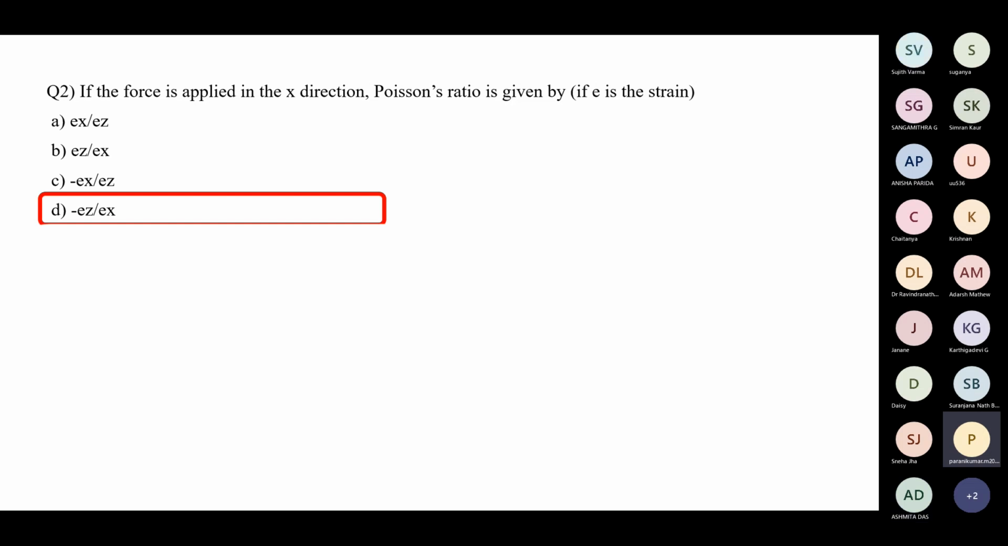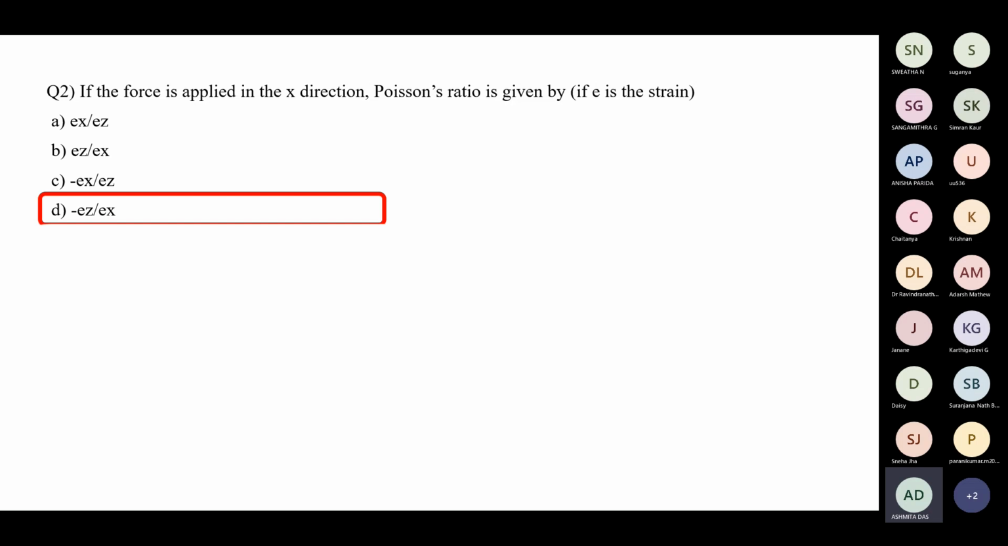x is the force applied direction, which is the linear direction, and z we are taking as the lateral direction. So Ez by Ex will be the Poisson's ratio, and since it is in the opposite direction of the force applied, it will be minus Ez by Ex, which is option D. Okay. Anyone else has any different answer? The correct option is minus Ez by Ex.